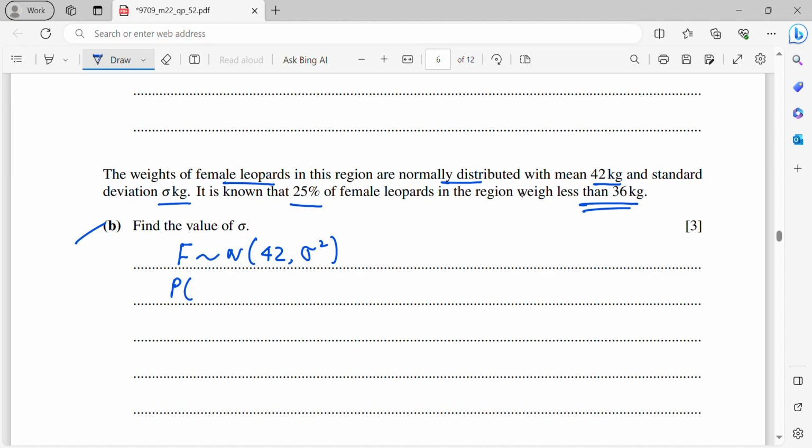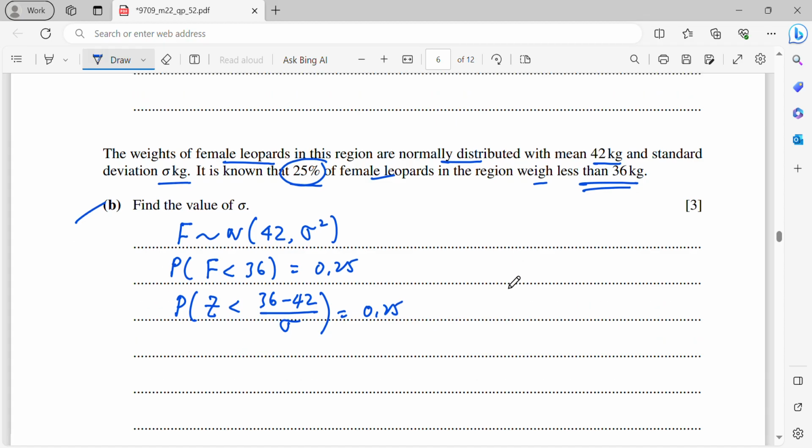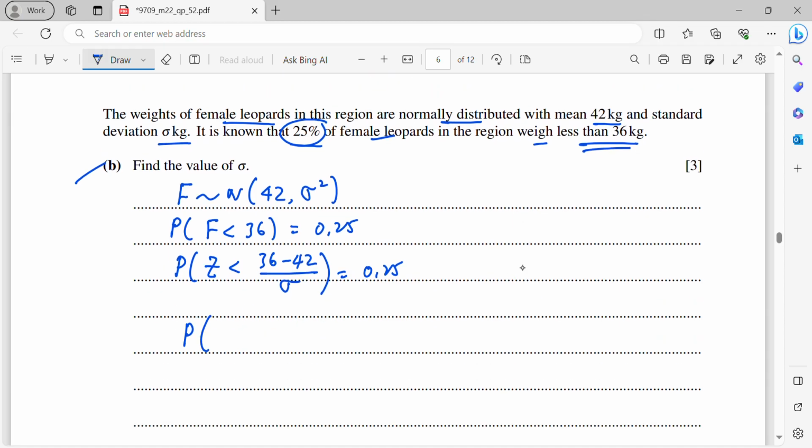And it's given that the female leopard weighs less than 36 kg. So that means F less than 36, and then the probability is 25%. So 25% when you convert to decimal will be 0.25. Okay, and now since your F is normally distributed, we are going to standardize it. So P of Z less than 36 minus 42 over sigma will be 0.25. Now here, 36 minus 42 is basically minus 6.